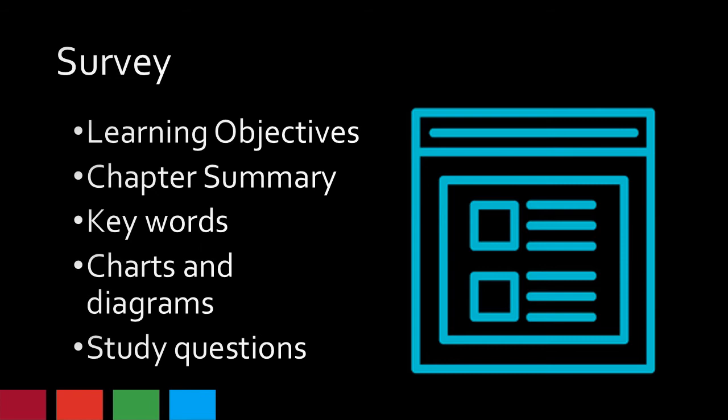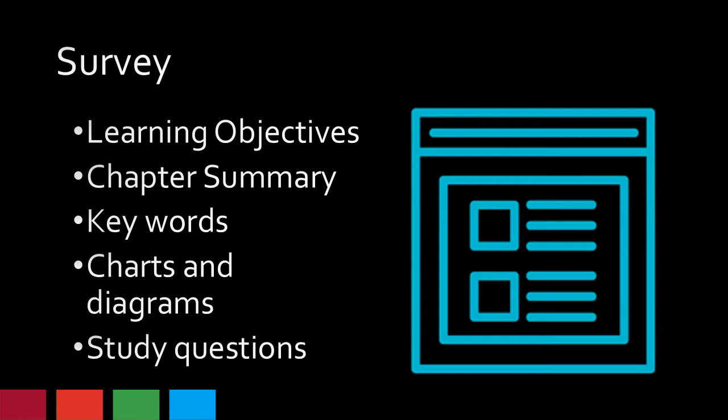The S stands for survey. This step allows you to get an overview of the chapter as a whole. What will you learn by reading? In this step, you will read the learning objectives or chapter introduction. You will read the chapter summary at the end, and you don't have to wait until you're finished the chapter to read the summary. You'll skim the study questions at the end of the chapter, and you'll skim the chapter headings and any important diagrams or charts.